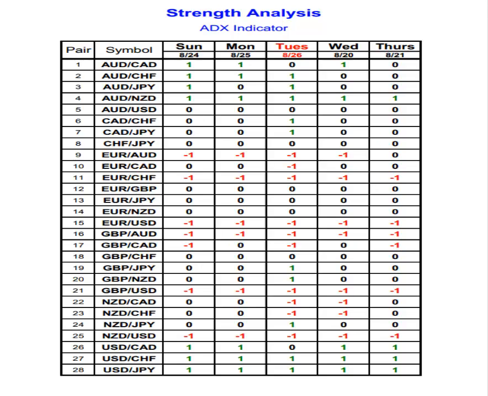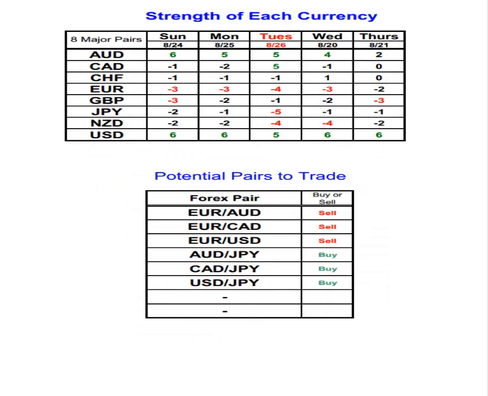Here's the ADX analysis chart for Tuesday, August 26th. Please compare this with the results of your analysis. From the ADX analysis and our strength calculator, we have the following currency strengths. There are 3 strong currencies and 3 weak currencies. The qualified pairs are the Euro Aussie Dollar, the Euro Canadian Dollar, the Euro US Dollar, the Aussie Yen, the CAD Yen, and the US Dollar Yen. The New Zealand dollar pairs aren't shown.